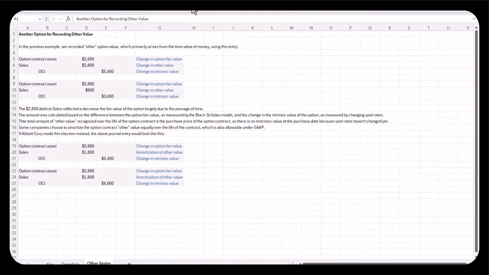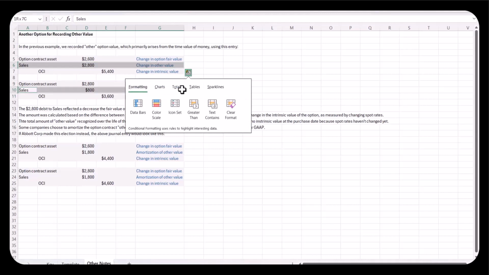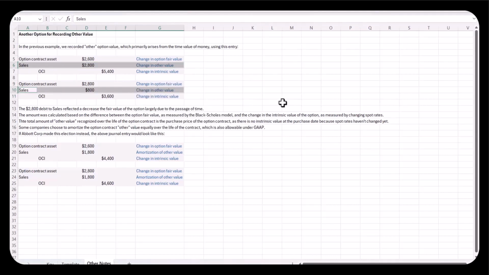Now, one more thing I want to note before we wrap this up is that we do have some other options under GAAP related to recording other value for options. In the example we just did, we recorded the other option value, which primarily arises from the time value of money, using the entries you see here. I'm going to highlight the effects related to the other option value. For both of these, we debited sales for just the difference between our intrinsic value and the option fair value change, okay? And that's one way to do it. GAAP allows that. If you add those two numbers together, 2,800 plus 800, that gives you 3,600.